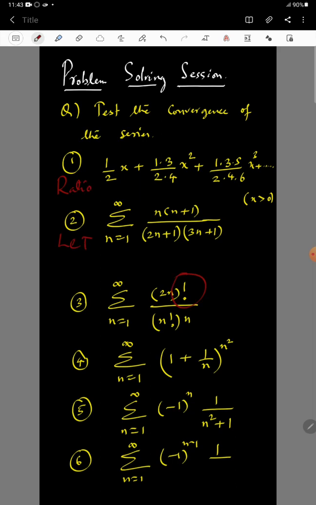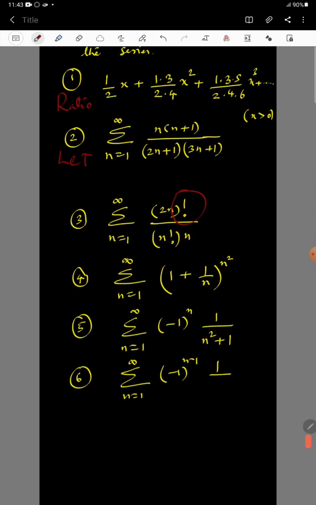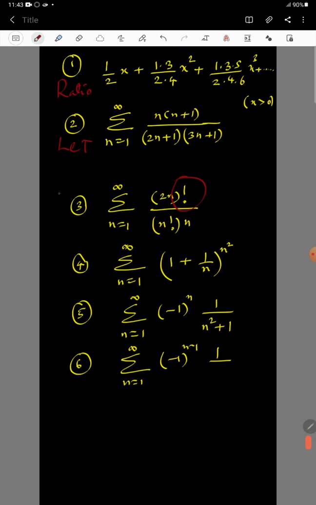And here you see the factorial. Whenever the factorial appears, the best choice is ratio test. And when the power is in terms of n, then you apply root test.